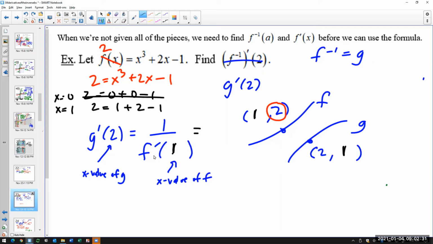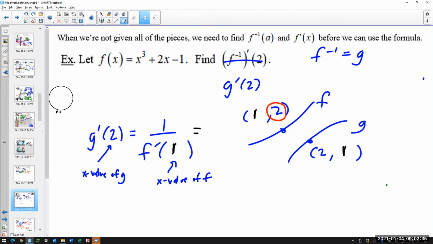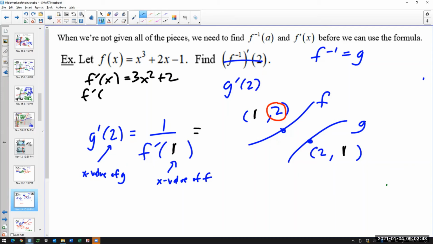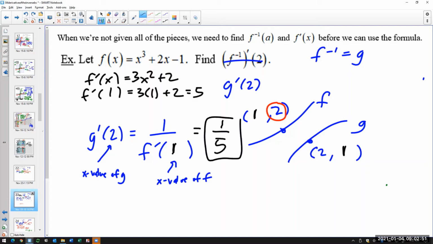Now what's f prime of 1? Can I figure that out? Yeah, remember this is my f. I know how to find the derivative. F prime of x is 3x squared plus 2. What's f prime at 1? That's going to be 3 times 1 plus 2, which is 5. So what is my final answer, guys? Be careful. It's not 5, it's 1 over 5.